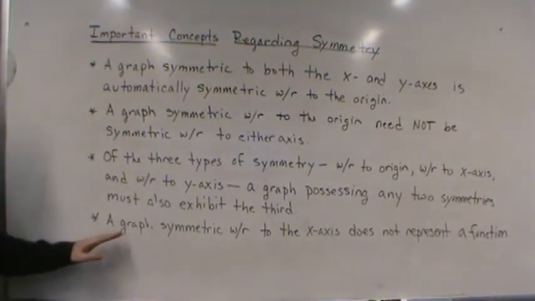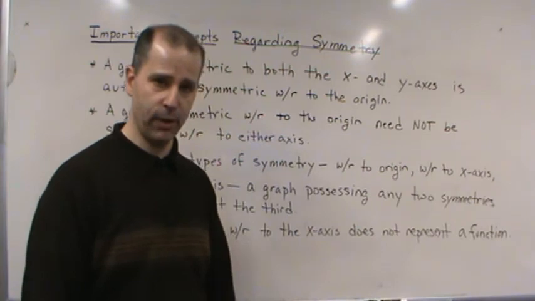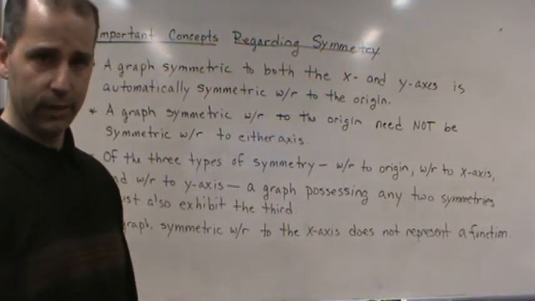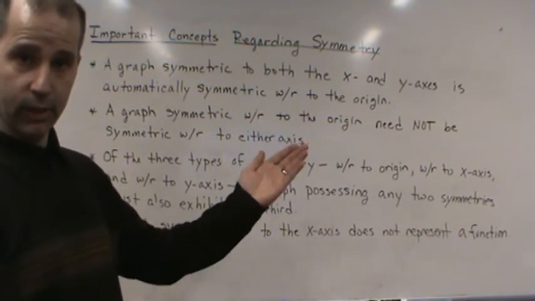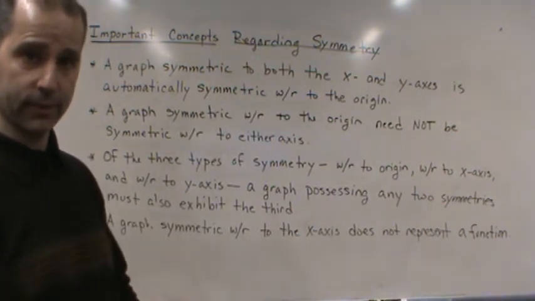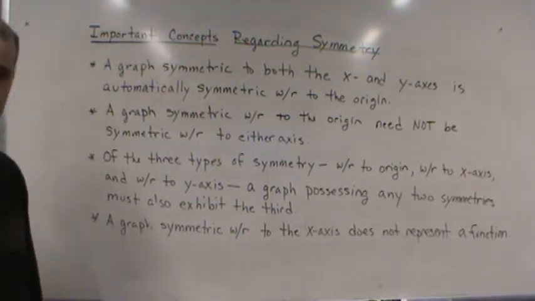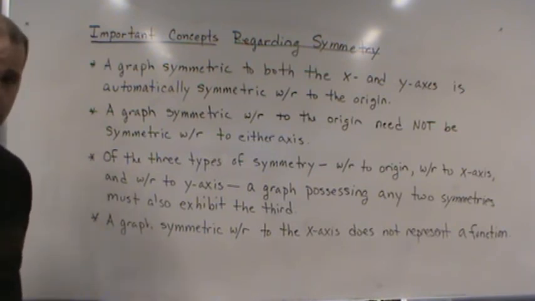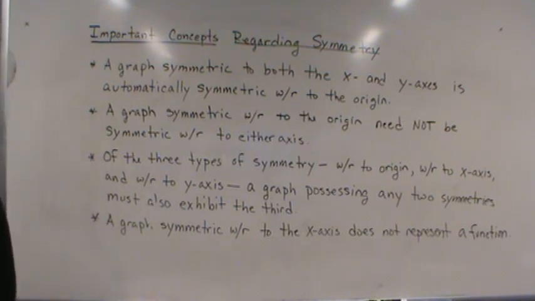And then the last one is a graph that is symmetric with respect to the x-axis is not a function. And again, you could think of the vertical line test for that. Because if it's symmetric with respect to the x-axis, then it flips across the x-axis, and so it will violate the vertical line test. And that's it. So these concepts will help you with certain problems. You'll be able to think your way through certain problems when it comes to symmetry. Okay, so that's it. Thank you.